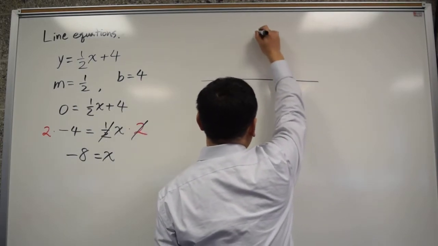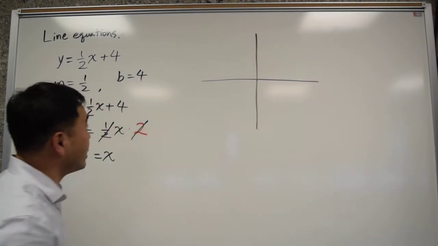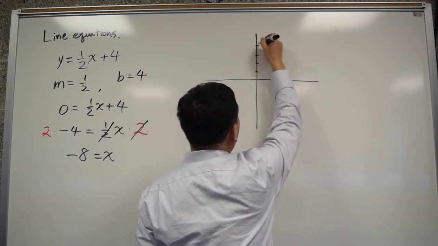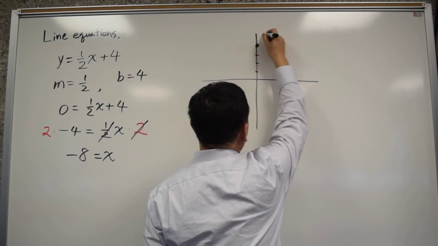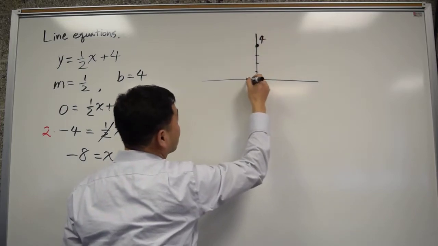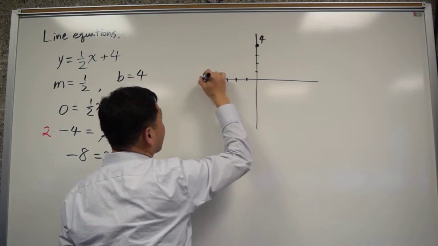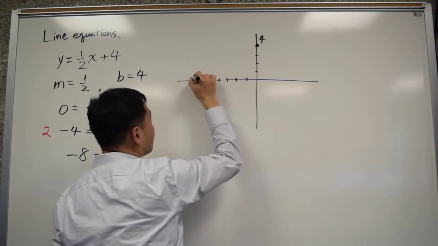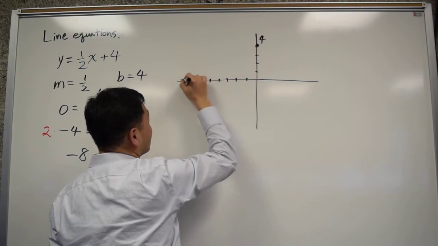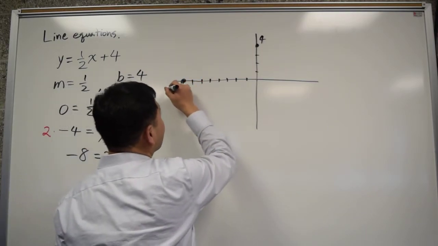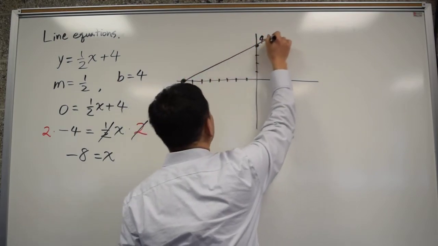Now, you have 1, 2, 3, 4 as your y-intercept. And then you have 1, 2, 3, 4, 5, 6, I guess you need to put more, 7, 8. -8 as your x-intercept. And then connect the two as a straight line.